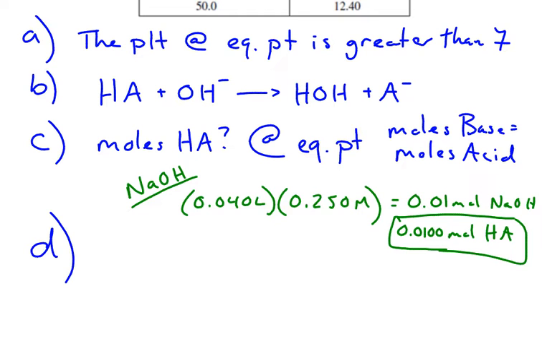So, you get it? Equivalence point? That's a huge source, and half this problem is designed around that. D, calculate the molar mass of HA. What is molar mass? I always use units. Grams per mole. Find them. You have those. Find it. Grams of it over moles of it.